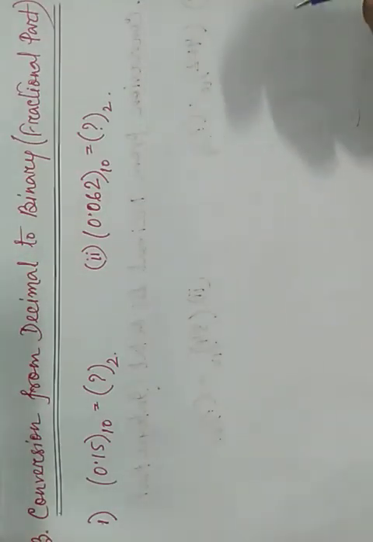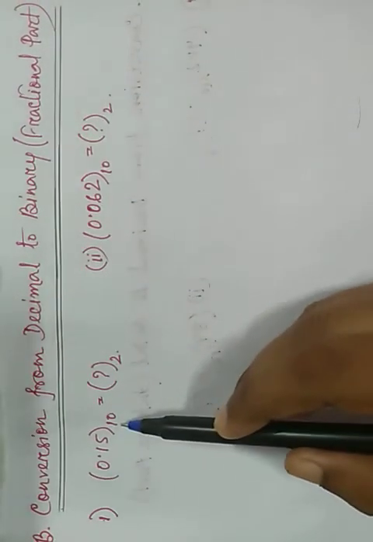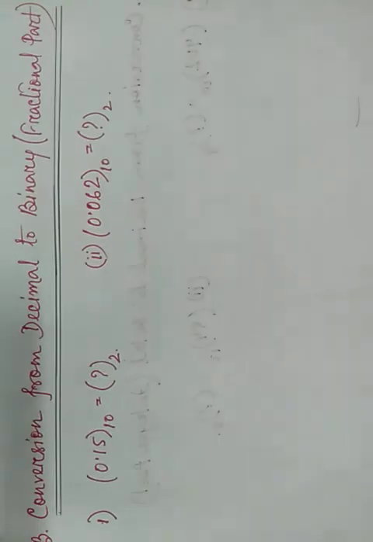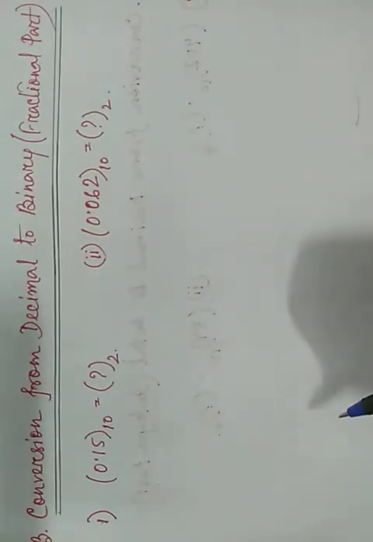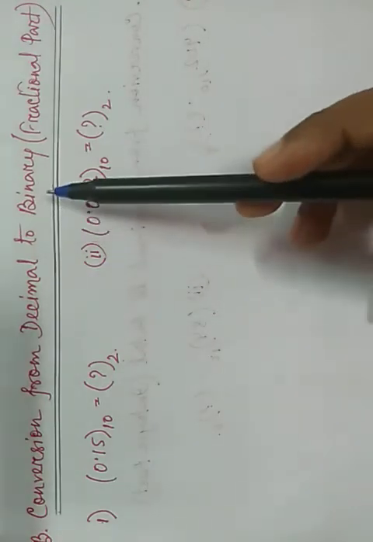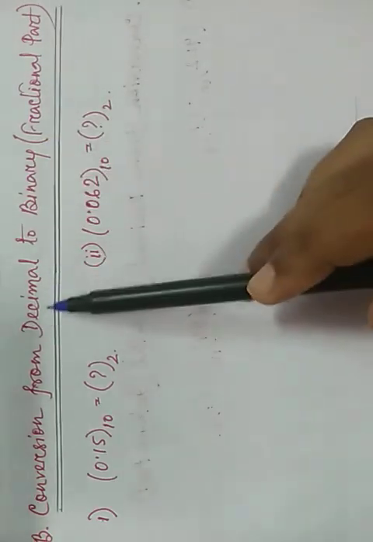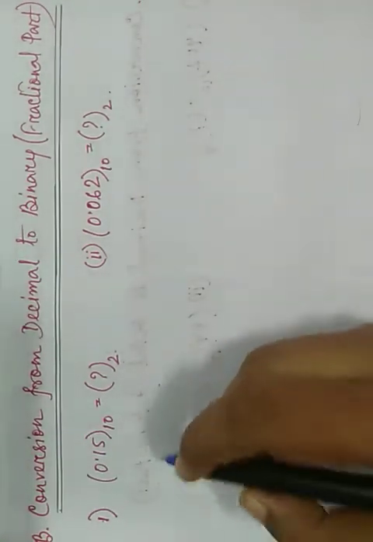Now let us see the conversion of the fractional part, decimal to binary number system. Decimal to binary means its base is 10 and we convert it into the binary number system, base 2. In order to convert the fractional part, the procedure is slightly different. We divide by 2 when converting the integer part into binary, but to convert the fractional part of a decimal number to binary, we have to multiply it by 2. Let us see.